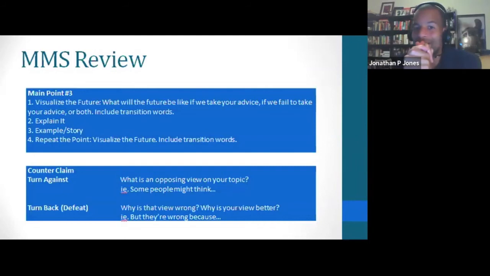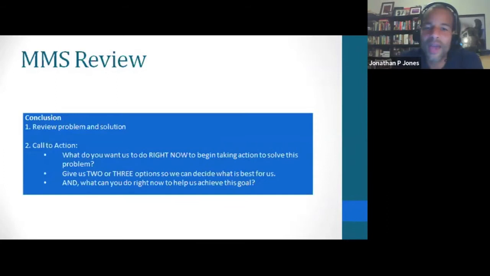Then we have this new thing, this counterclaim, where you're going to give the opposite view, the turn against. So some people think differently than me, and then you turn back to your idea. But my idea is better, and here's why. Okay, or those people are wrong, and I'm right. However you want to phrase it, okay? Then we have our conclusion. 2 parts. First, we're going to review the problem and solution, so review the claim, and then you're going to end with this new thing, call to action.